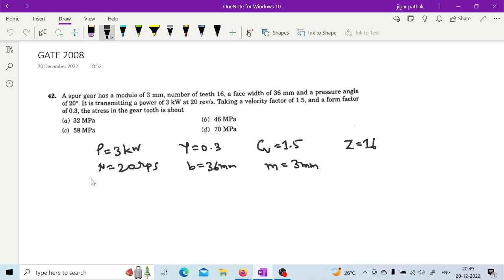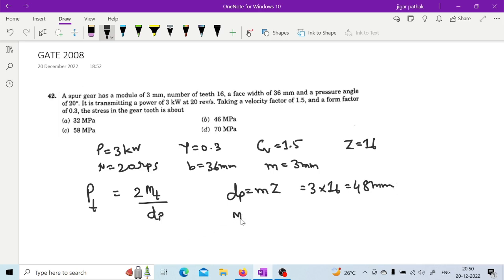So the very first thing you can do is calculate this PT, because this is nothing but 2 into the torque divided by the diameter of the pinion. The diameter is not directly provided, but you can calculate it from the module and number of teeth. Module is provided, number of teeth is provided as 16, so the diameter dP is equal to M into Z, that is 3 into 16, correct?